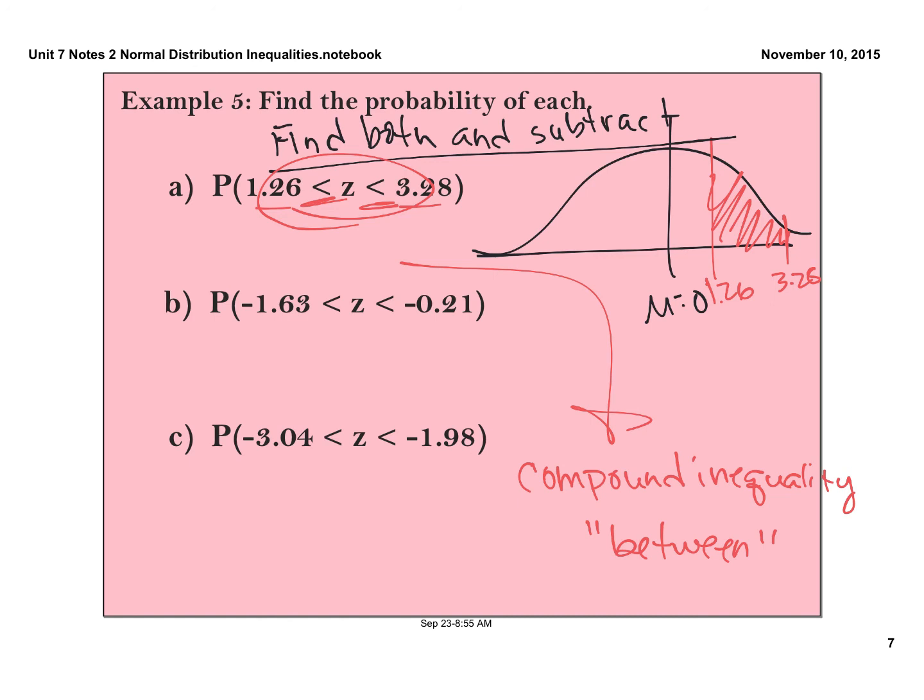This is just written out in notation instead of written out in words like we saw it on the last screen. I'm not going to do these other two. I can help you with them if you have more questions about that. But essentially, you'd find both and subtract, find both and subtract.